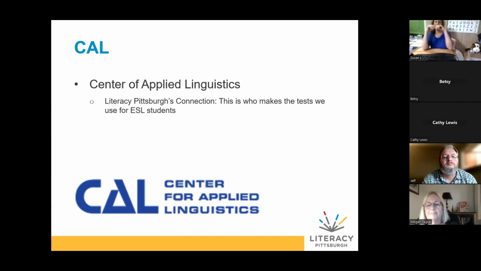One of the organizations, or not organizations, but companies that we work with is the Center for Applied Linguistics. And these are the people who make the tests that we use for the ESL students. So that's the Best Plus 2.0 and the Best Literacy.